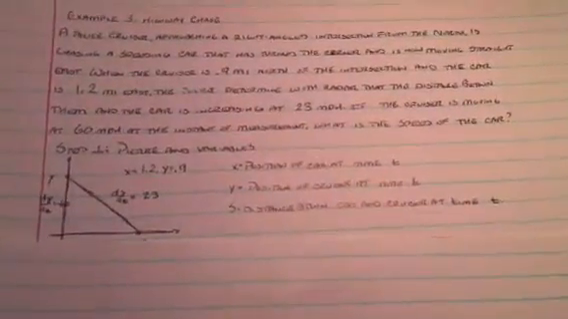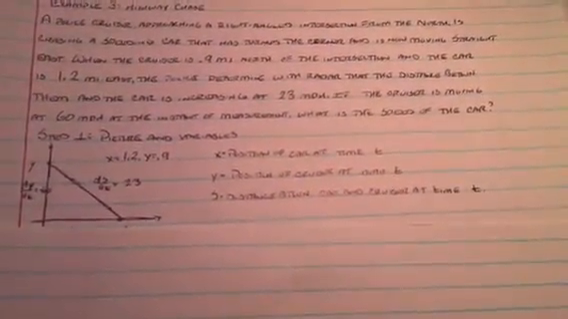If the cruiser is moving at 60 miles per hour at the instant of measurement, what is the speed of the car? Step 1. Picture and variables. Let x equal the position of the car at time t. Let y equal the position of the cruiser at time t. Let s equal the distance between the car and the cruiser at time t.